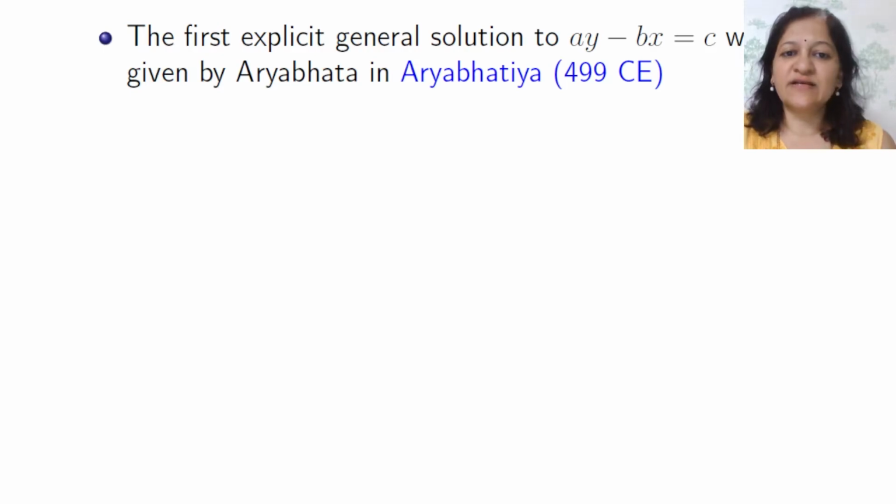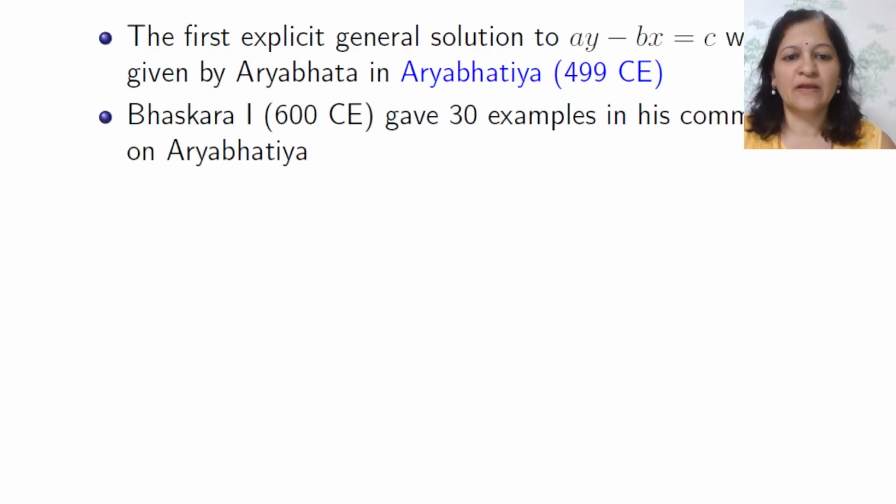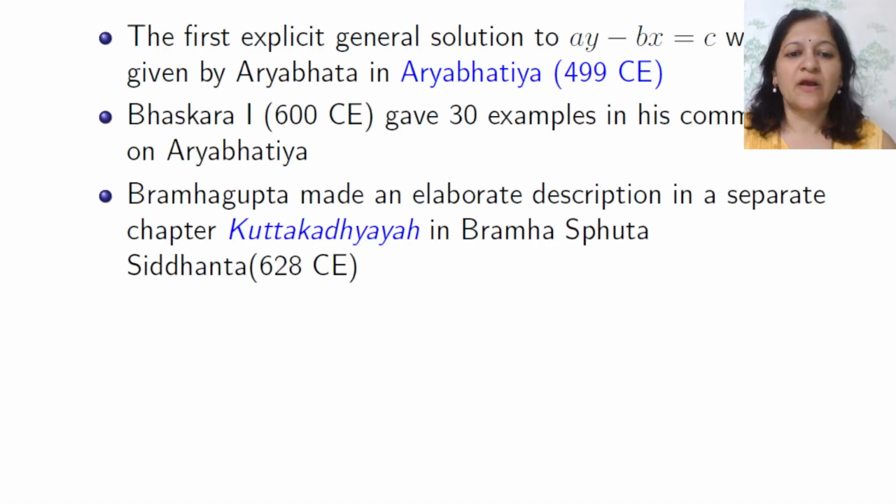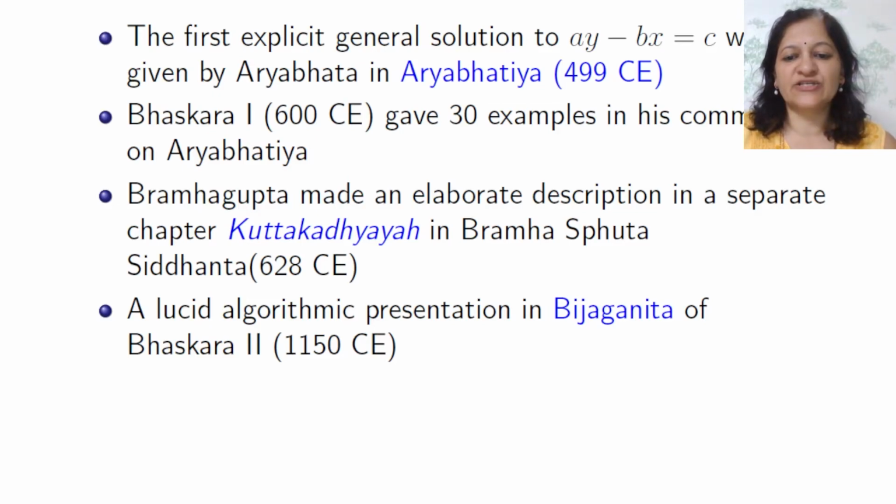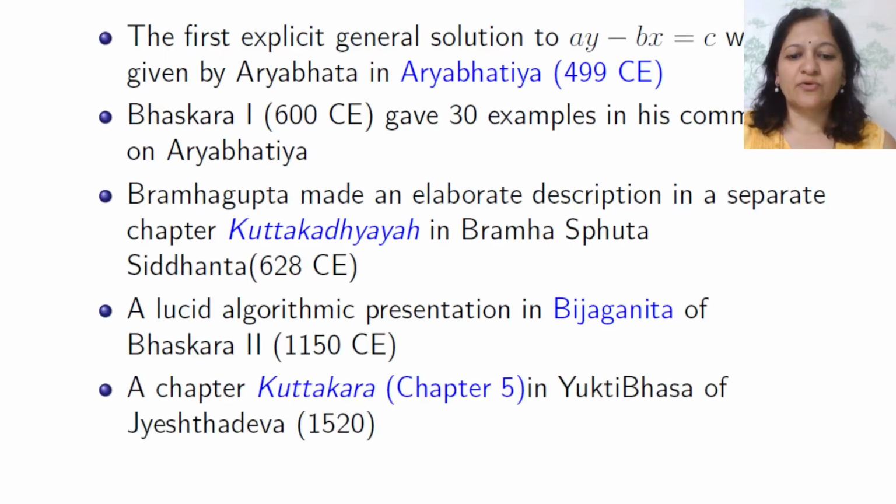First, let us discuss the legacy of Kuttaka method. Kuttaka means pulverizer, that means to break into smaller pieces. The first explicit general solution to ay minus bx equal to c was given by Aryabhatta in Aryabhatiya. Then Bhaskara I gave 30 examples in his commentary on Aryabhatiya. Brahmagupta made an elaborate description in a separate chapter, Kuttaka Adhyaya, in his famous book Brahmasphuta Siddhanta. A lucid algorithm presentation we can find in Bijaganita of Bhaskara II, and a chapter Kuttakara in Yukti Bhasha of Jeshtadeva.